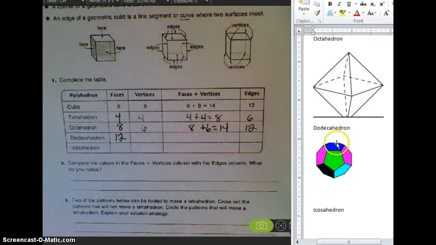1, 2, 3, 4, 5, 6. Oh my. You know why? Look at how many. Some of these are pentagons. This one happens to be a hexagon. 1, 2, 3, 4, 5, 6. So 6 points on that one. 7, 8, 9, 10, 11, 12, 13, 14, 15, 16, 17.